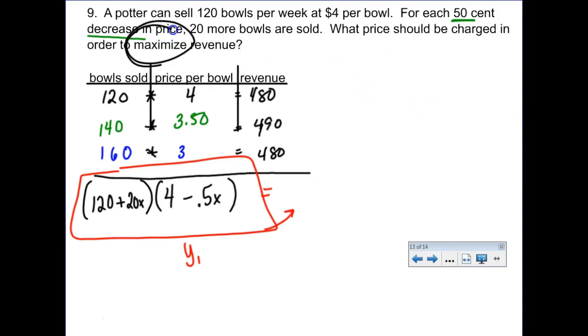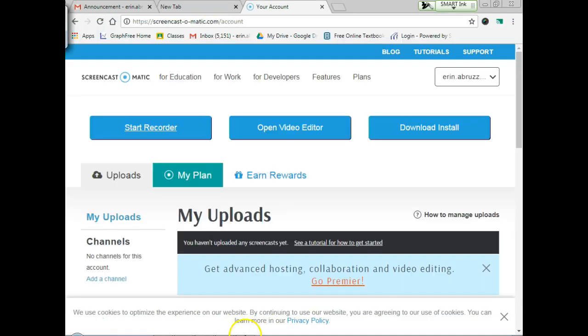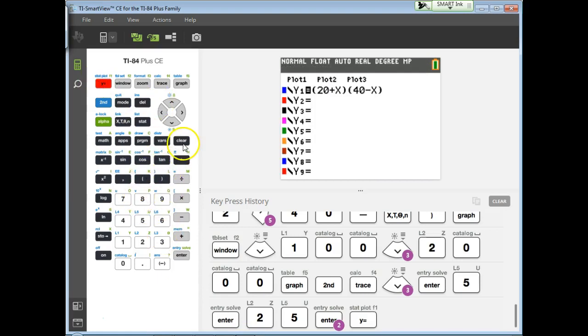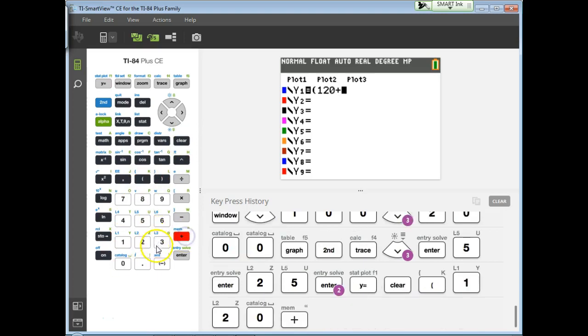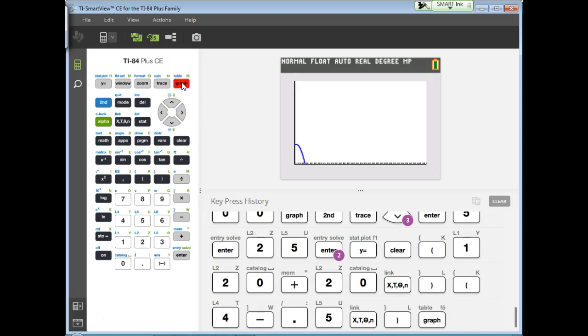And then again, guys, we're going to be looking for a maximum. I have a feeling our window for this problem is definitely not appropriate. Goodness. Was it 4 minus 0.5x? I hope. All right. Let's hit graph. Oh, you know what? It's not terrible. It's not great, though. Pull your window way back.